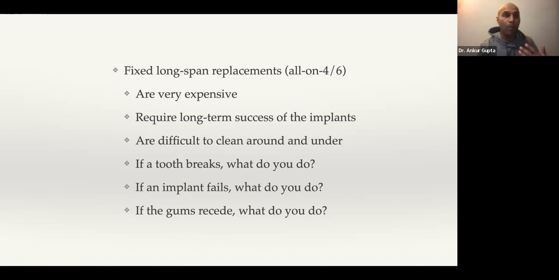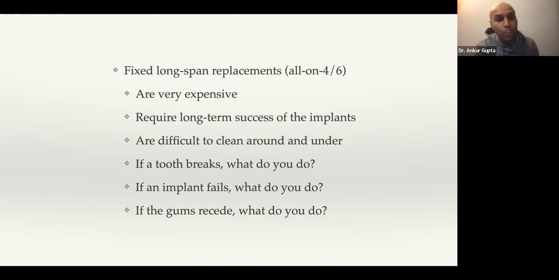Let me tell you about why I find these stressful. First of all, a lot of my patients, I work in a relatively middle, lower class, blue collar neighborhood. A lot of my patients wouldn't be able to afford a fixed case. The other thing though, is let's say they were able to afford a fixed case. Once I fully restore that case, those implants have to survive long-term. They have to. If one of those implants fails, I'm kind of screwed, and so is the patient.